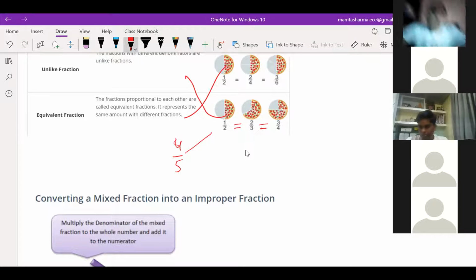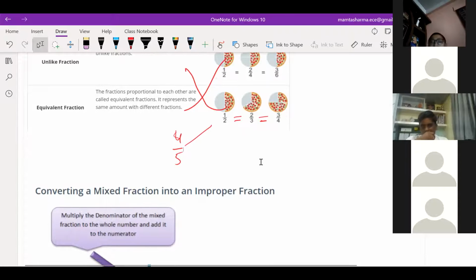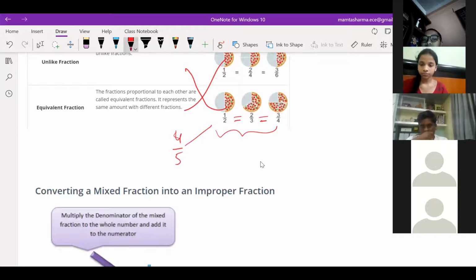Ma'am, equivalent fraction means two or more fractions that are all equal. Correct. So there may be more equivalent fractions. Tell me the equivalent fraction of 1 by 2.